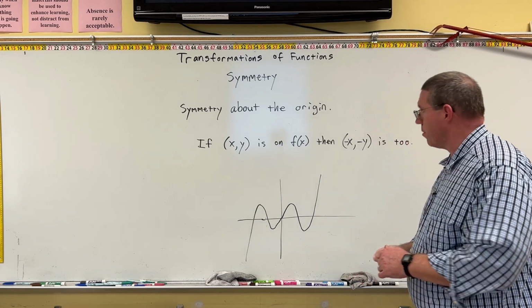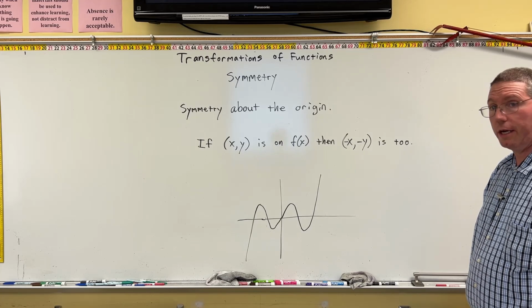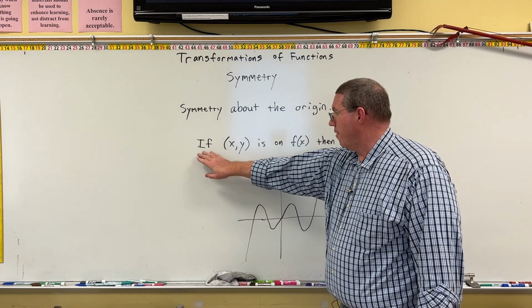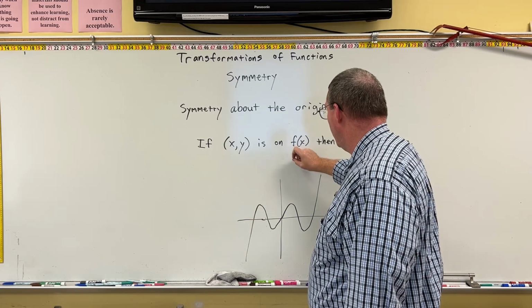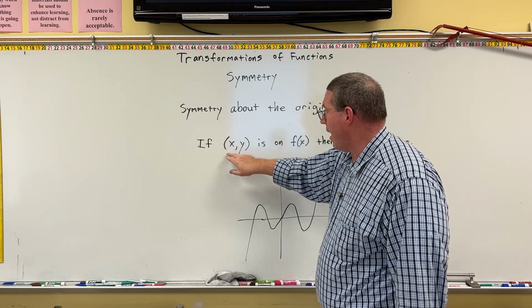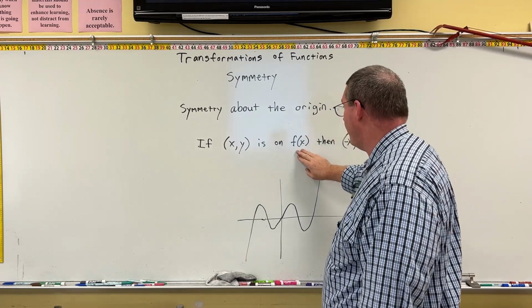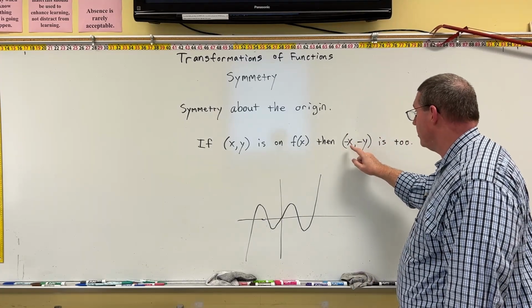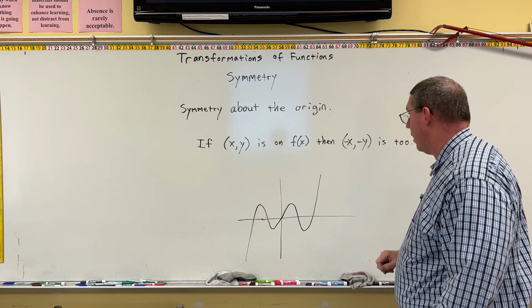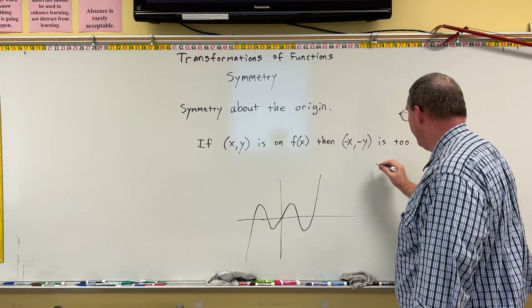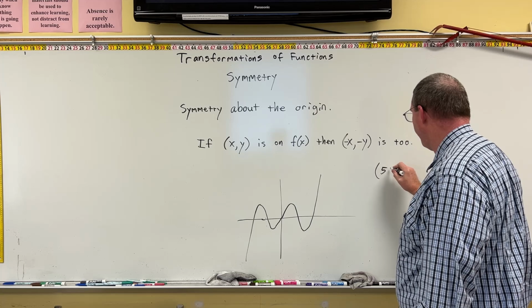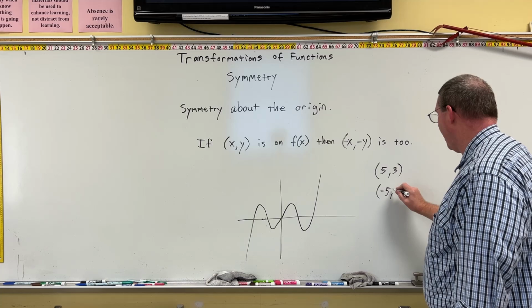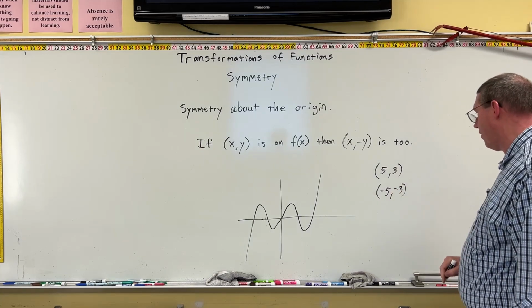All right, so now let's talk about symmetry about the origin. In this case, if we have a function or a relation f of x, and the point x, y is on f of x, then f of x also contains the point -x, -y. And so, for example, if we have the point 5, 3 on f of x, then the point -5, -3 is also on f of x.